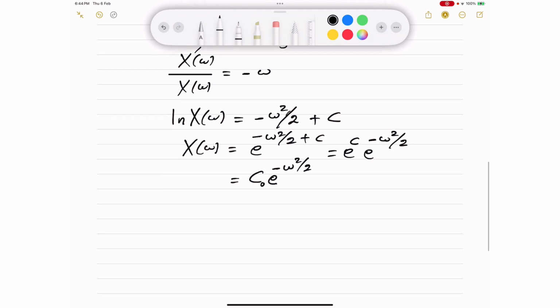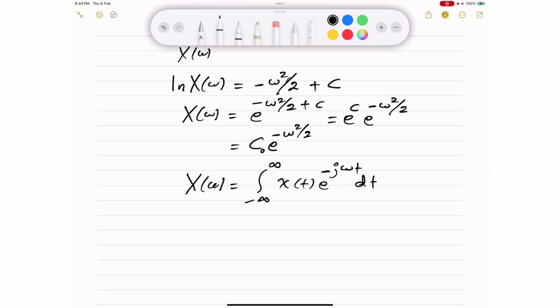To do this, we're going to benefit from the fact that X of omega, let me remind you of the definition of the Fourier transform, is equal to the integral from negative infinity to infinity of x of t multiplied by e to the negative j omega t dt, as we did above. Now if you evaluate this integral at omega equals 0, then X of 0 would give us the integral from negative infinity to infinity of x of t dt.